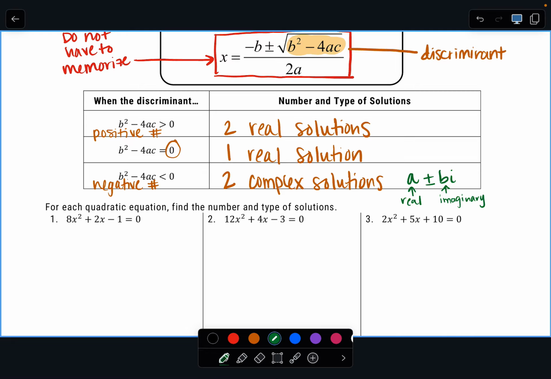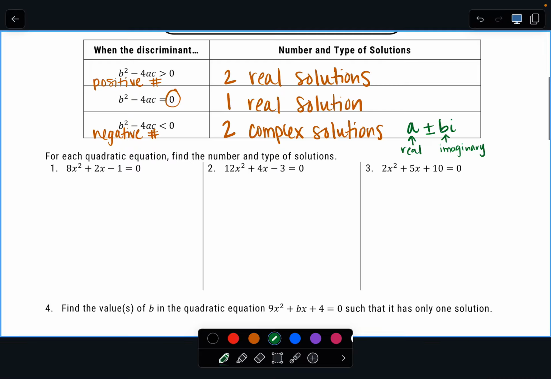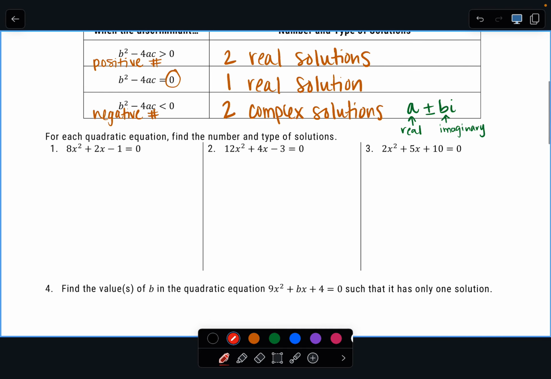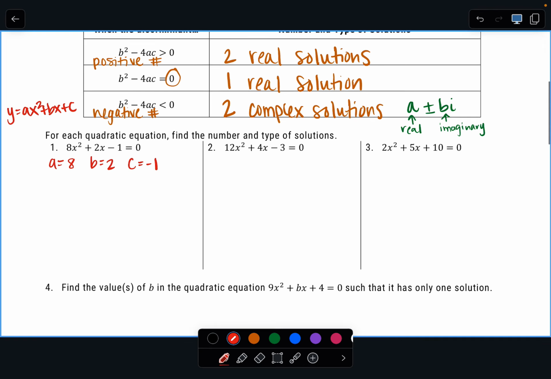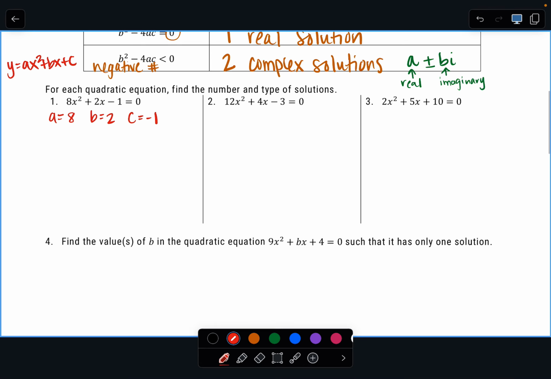So let's go in, let's figure out some of these solutions. So the first thing, I like to go in and I like to identify A, B, and C. Remember, standard form is ax squared plus bx plus c. So in this case, A is equal to 8, B is equal to 2, and C is equal to -1. So that's telling me the values that I'm going to use to plug into the quadratic formula.